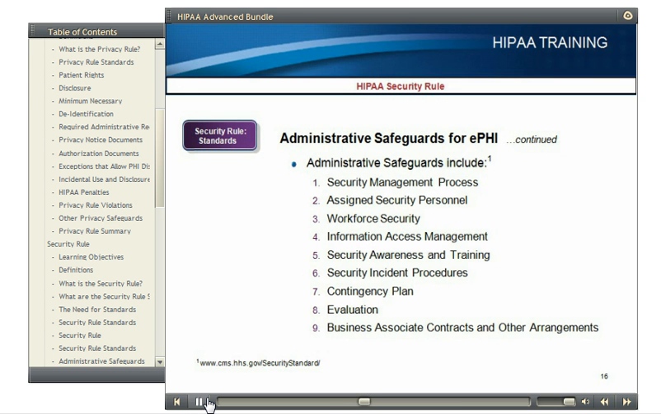Administrative safeguards include 1. Security management process. 2. Assigned security personnel. 3. Workforce security. 4. Information access management. 5. Security awareness and training. 6. Security incident procedures. 7. Contingency plan. 8. Evaluation. 9. Business associate contracts and other arrangements.